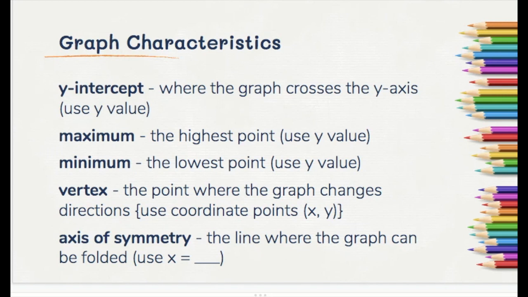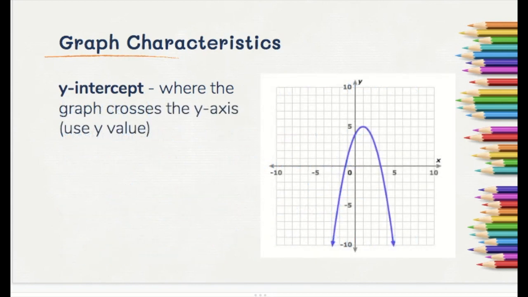The vertex in a quadratic function is where the graph changes direction. So from increasing to decreasing or decreasing to increasing. This will be either the maximum or the minimum. And lastly, the axis of symmetry. This is the line where the graph can be folded and both sides of the graph are mirror images or are the same. Let's take a look at an example for y-intercept.